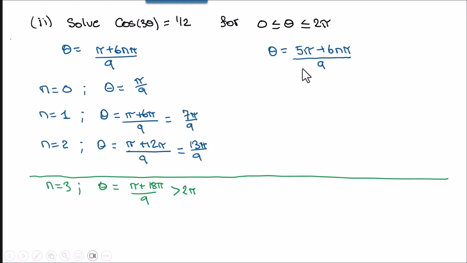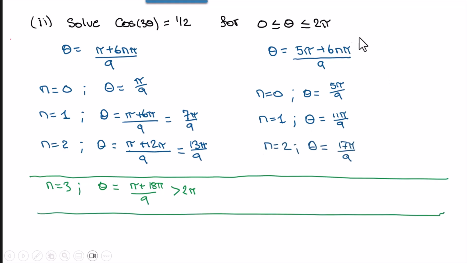And over here, when n is 0, theta is equal to 5 pi over 9. When n is 1, we get 6 pi plus 5 pi, 11 pi over 9. And when n is 2, we get 12 pi plus 5 pi, which is 17 pi over 9. And again, if n is 3, you get 18 pi plus 5 pi, which is 23 pi over 9, which again is greater than 2 pi, so we ignore these values.